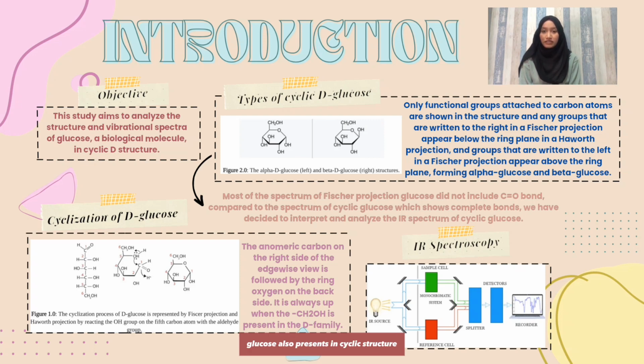Glucose also is present in a cyclic structure represented by the Haworth projection. While choosing the IR spectrum of D-glucose, most of the spectra did not include the C=O bond compared to the spectrum of cyclic glucose, so we have decided to interpret and analyze the IR spectrum of cyclic glucose. This study aims to analyze the structure and vibrational spectra of glucose, a biological molecule. With a simple three-dimensional perspective, a Haworth projection describes the cyclic structure of monosaccharides.